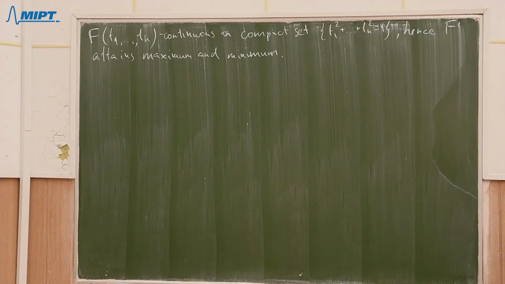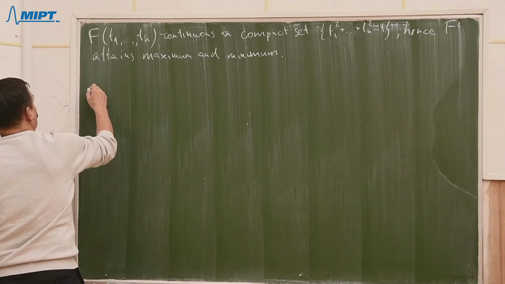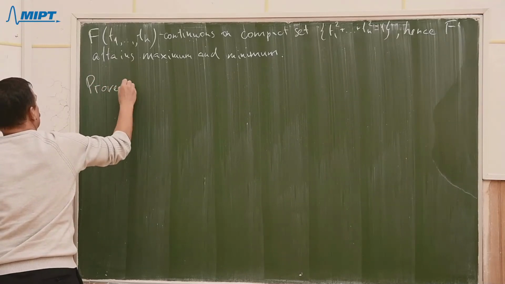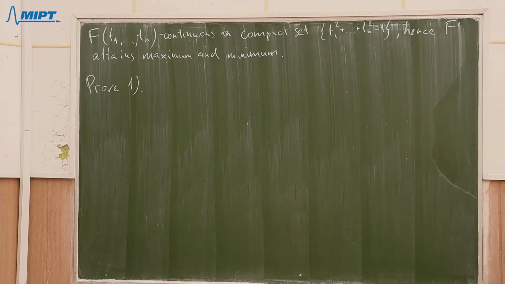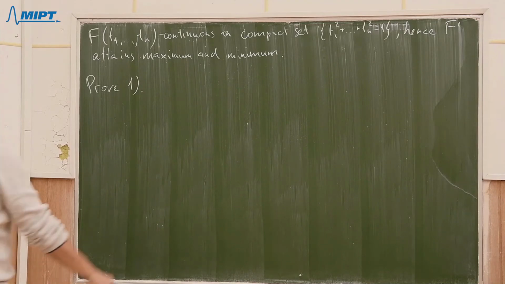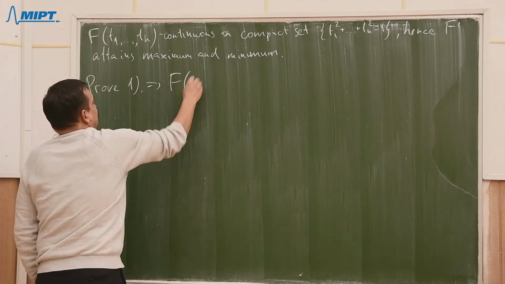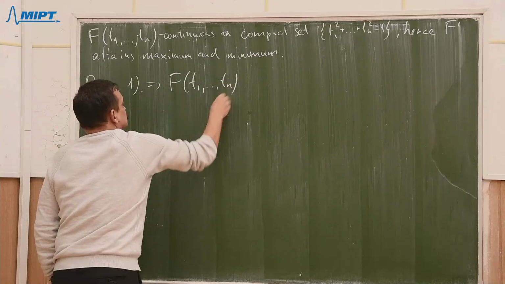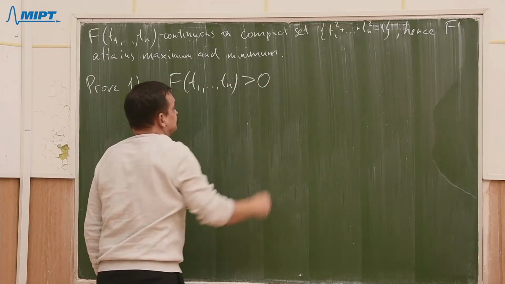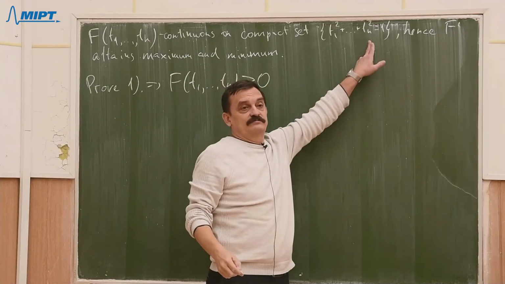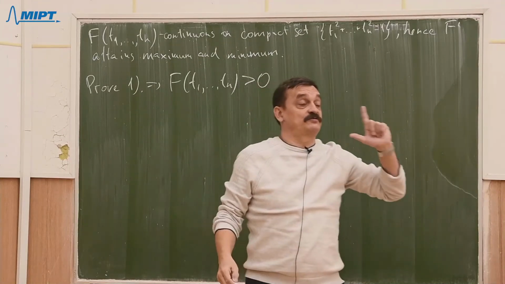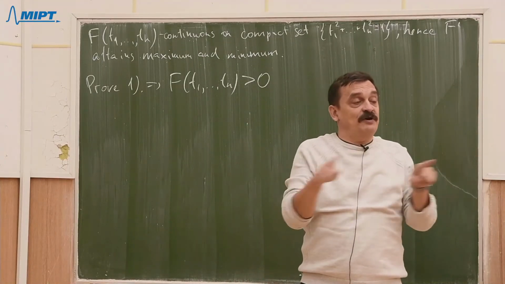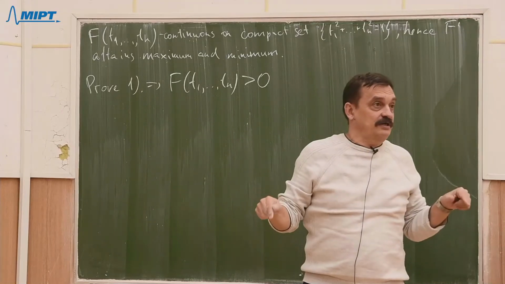Now look, for example, proof of 1. So for 1 we have a positive definite quadratic form, right? Then what we know is capital F is positive for all those values, right? Because what is positive definite? It is positive everywhere except identically zeros, right?